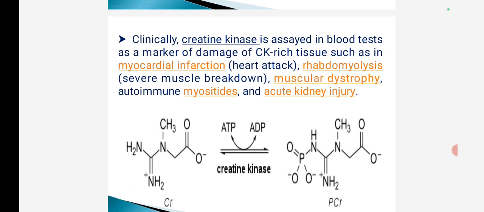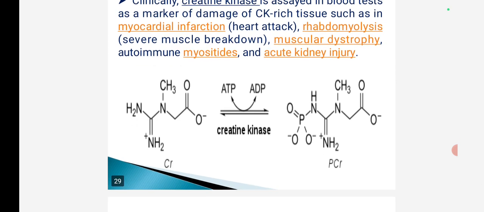Clinically, creatine kinase is assayed in the blood test as a marker of damage of creatine kinase rich tissues, such as in myocardial infarction, heart attack, rhabdomyolysis, severe muscle breakdown, muscular dystrophy, autoimmune myositis, and acute kidney injury. The structure shows creatine, in the presence of creatine kinase and ATP, converted to phosphocreatine.